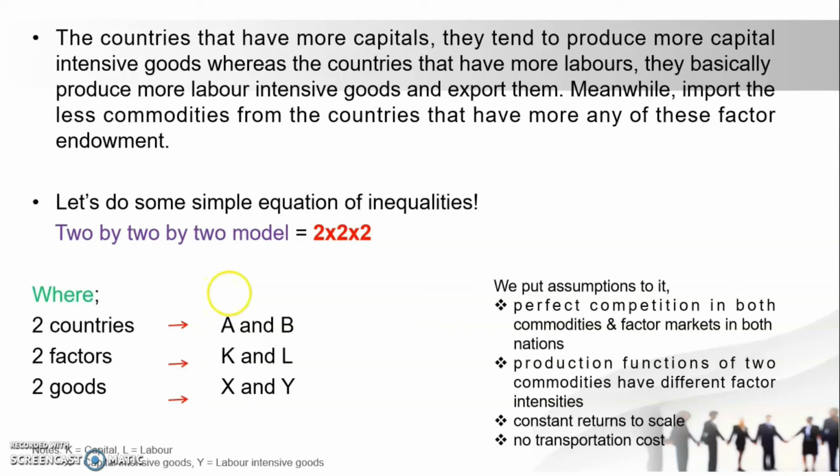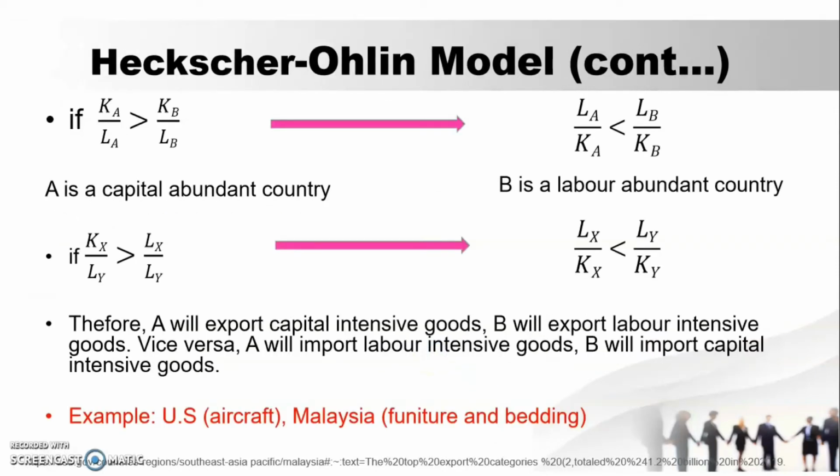To see how these inequalities work, we put in some of the assumptions that Heckscher-Ohlin stated in this theory, which consists of 11 assumptions, but we are not going to go deeper into each of them. So we have perfect competition in both commodity and factor markets in both nations, production functions of the two commodities have different factor intensities, constant returns to scale, and no transportation costs. Based on these four assumptions, we will relate them to this inequality. Suppose this inequality is true. If this happens, then what does it define?